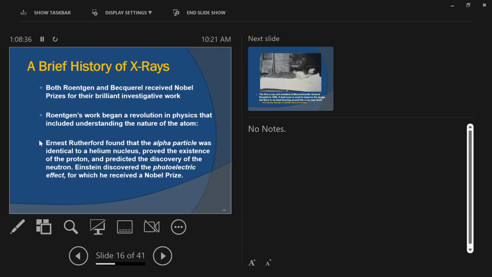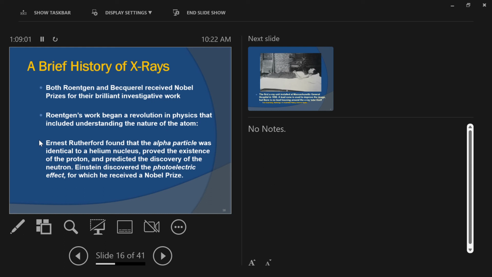Okay, helium, you guys know about helium. Helium is the thing that we put in balloons, right? It makes balloons float, right? Because it's lighter than air. But helium is a nucleus where there are 2 protons and 2 neutrons, and he discovers that the alpha particles being emitted from Becquerel's crystals were equivalent to a helium nucleus. If that doesn't mean anything to you now, it will eventually.